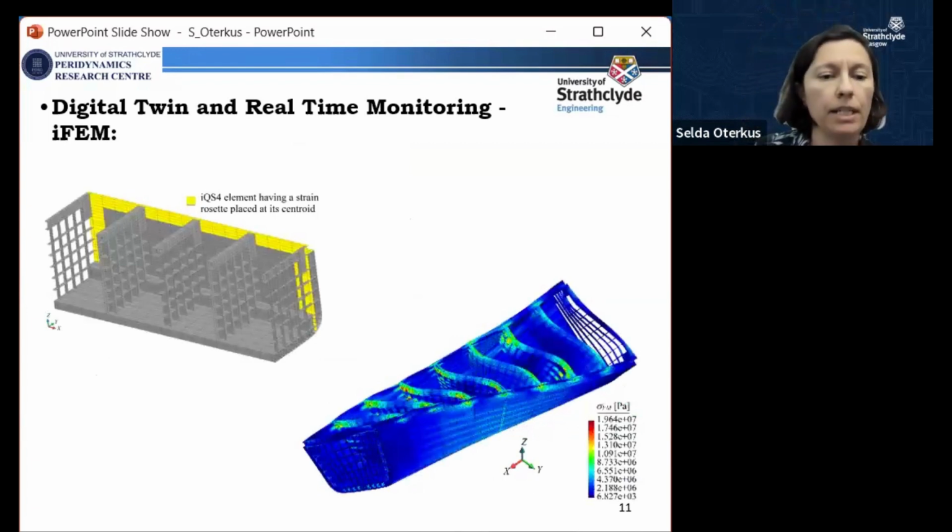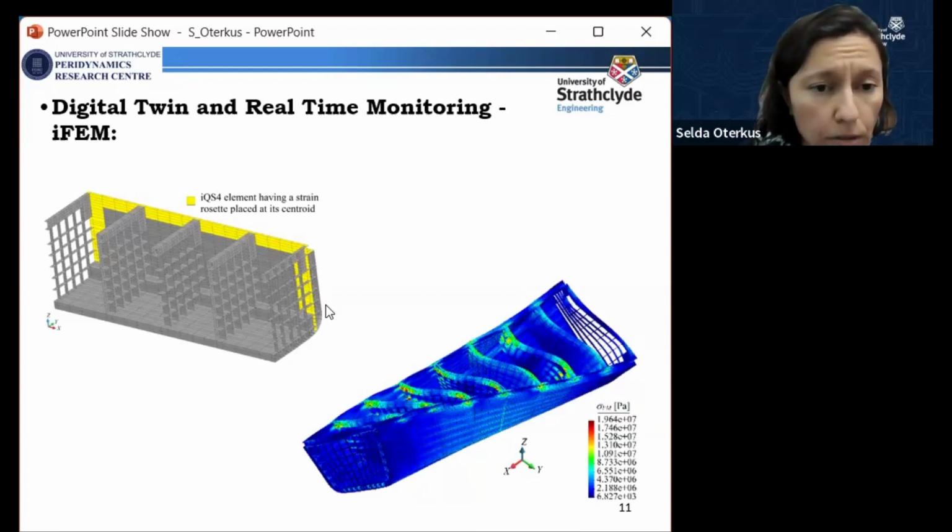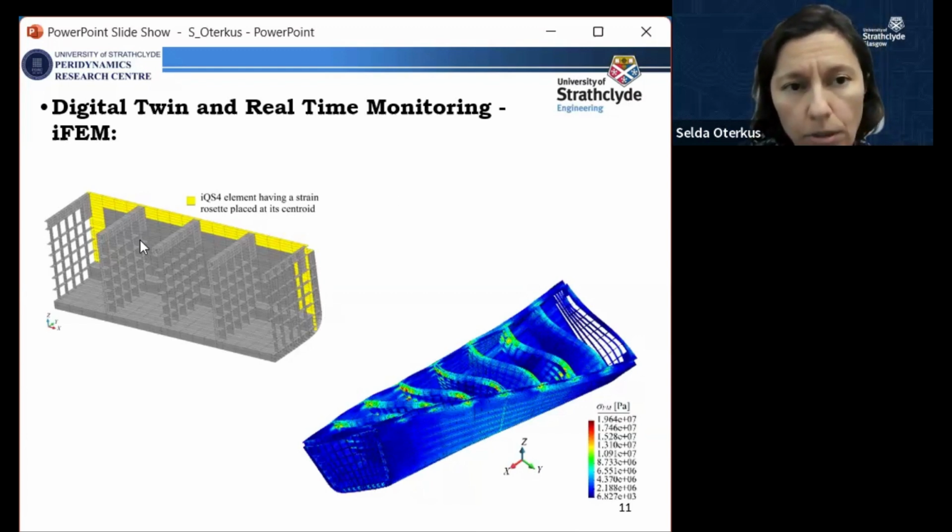Here, for example, this is one of the examples we have used before. This is a container ship, and this is the digital twin model of the container ship. And we don't need to put sensors everywhere because it's also impractical to put sensors everywhere. For example, in this case, we put the sensors only in the yellow region shown in the figure. And you can see that the container ship is subjected to wave loading, for example. And here you can see the deformation and the stress distribution inside the structure during the operation process.